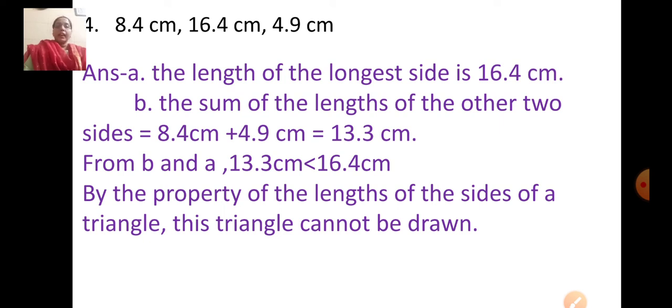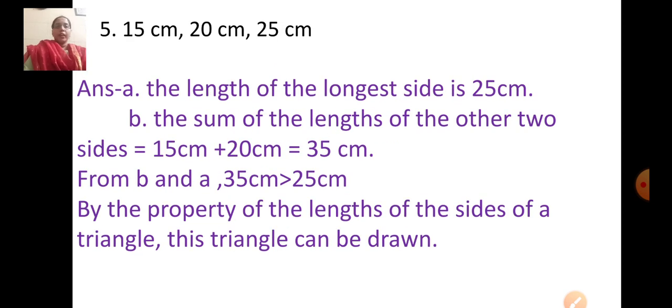From B and A now, 13.3 centimeter is less than 16.4. It should be greater, then only you can draw a triangle as the property says. So by the property of the length of the sides of a triangle, this triangle cannot be drawn. Are you all understanding, children? Okay. Let us see the next example.